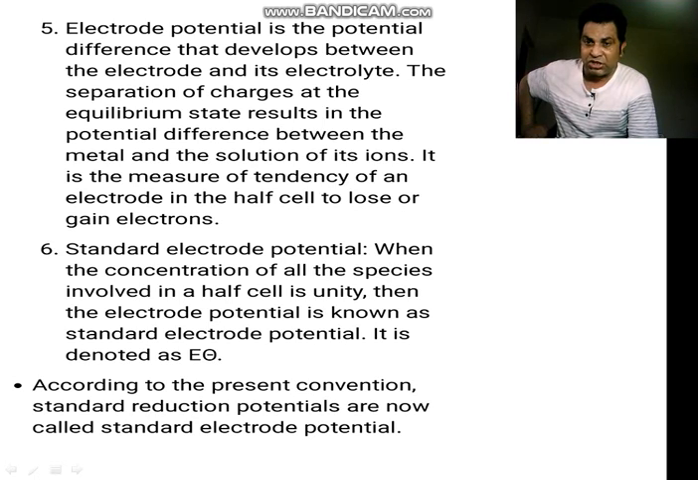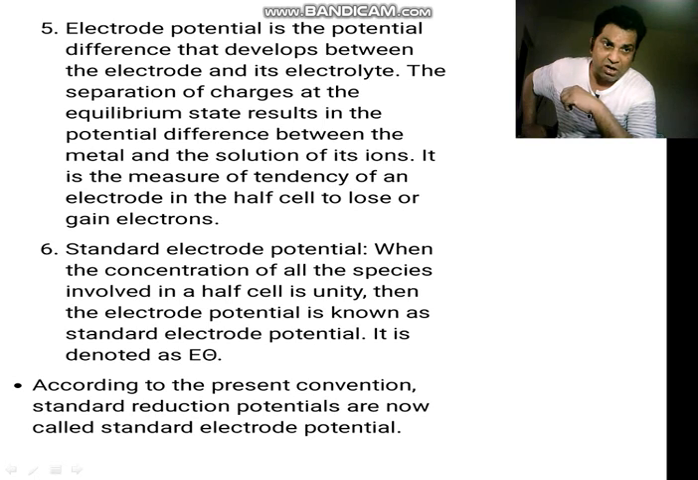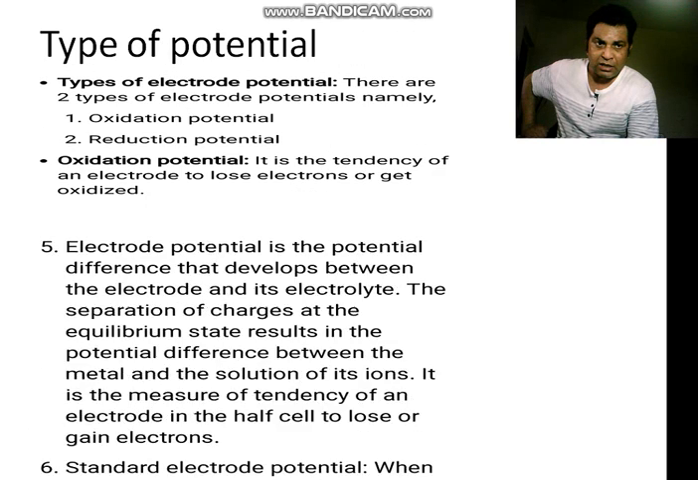Standard electrode potential: when the concentration of all the species involved in the half cell is unity, then the electrode potential is known as standard electrode potential. It is denoted by E°. According to the present convention, standard reduction potentials are now called standard electrode potentials. So from now on, standard electrode potential is nothing but the standard electric potential; both are the same.